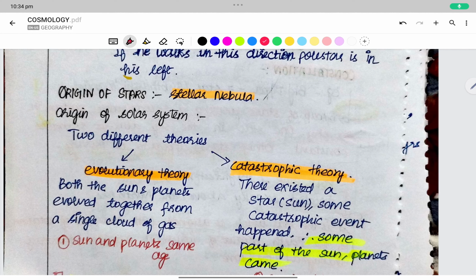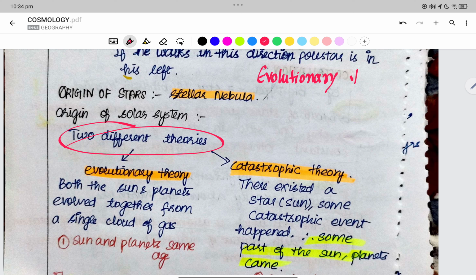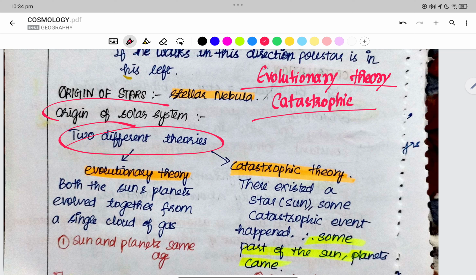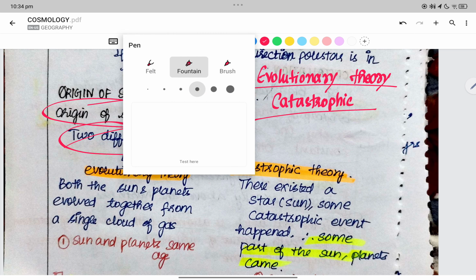Now we are going to deal with the origin of the solar system. There are two different theories for the origin of the solar system. The first one is the evolutionary theory, which deals with gradual evolution. And the second one is the catastrophic theory. These two are related to the origin of our solar system.